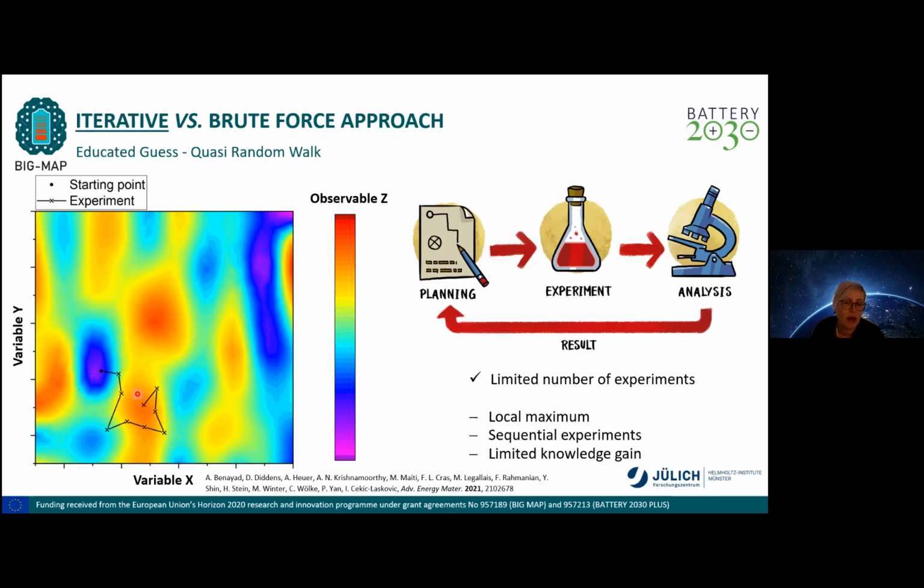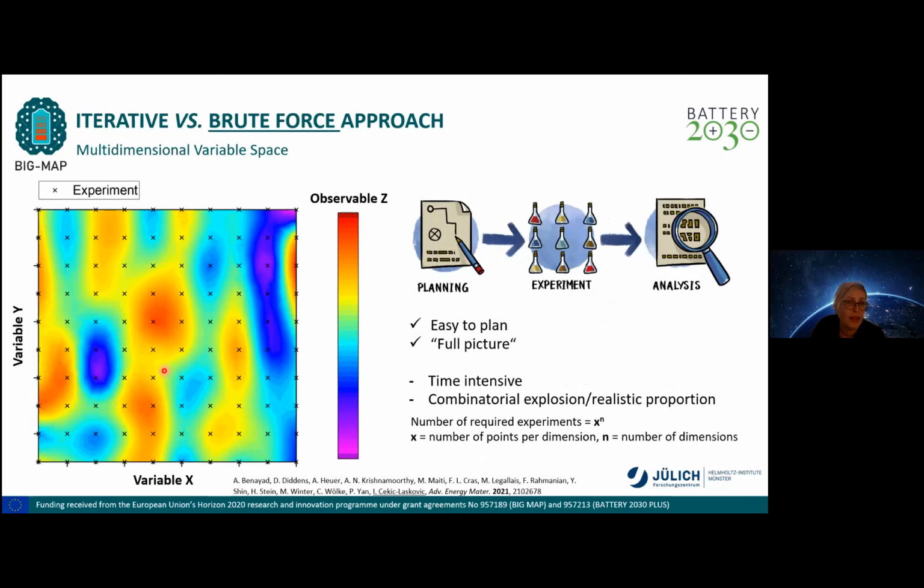And having in mind that we have sequential nature of the experiments which follow each other, this means that actually some of the experiments might take longer than the other ones. For example, if we take in consideration the galvanostatic cycling experiments, they can even take weeks or months, then this means it's quite time intensive. And as we only cover the small part of the variable space, we get a limited knowledge gain on the system as a whole. The second process is so-called brute force approach.